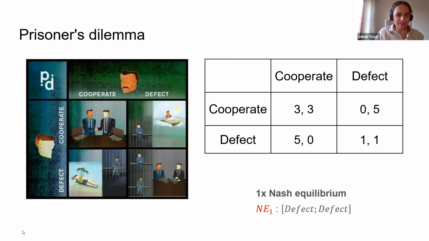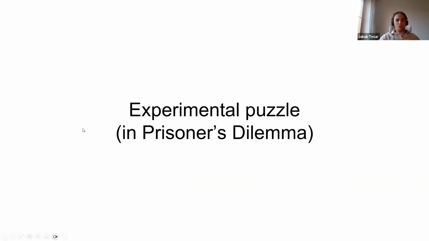You're probably familiar with those aspects of classical game theory. Okay, so let's see what we can do with this. First of all, I would like to introduce one experimental puzzle that is known with respect to the Prisoner's Dilemma that seems to suggest that something is wrong with this classical understanding of games, and especially these classical social principles.